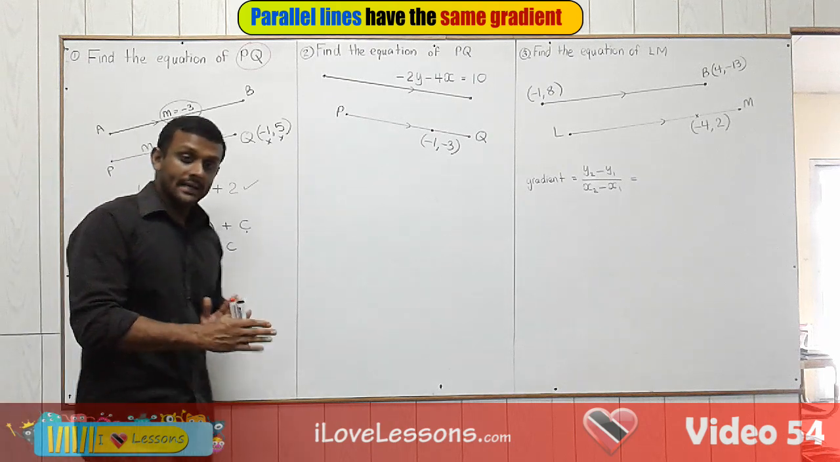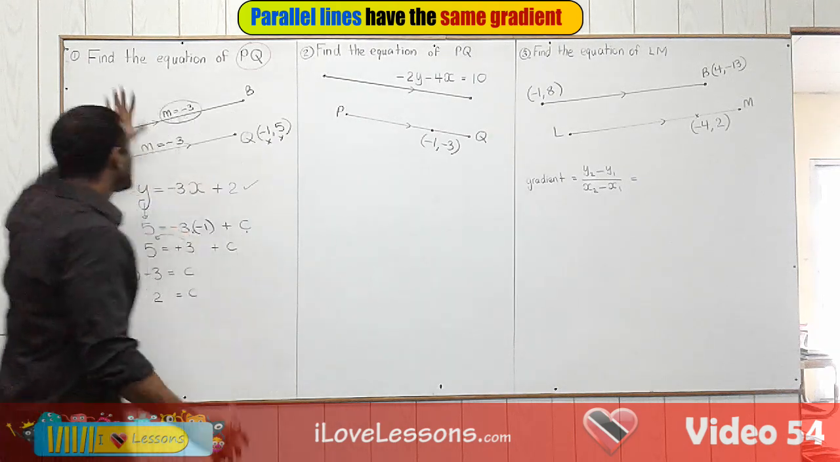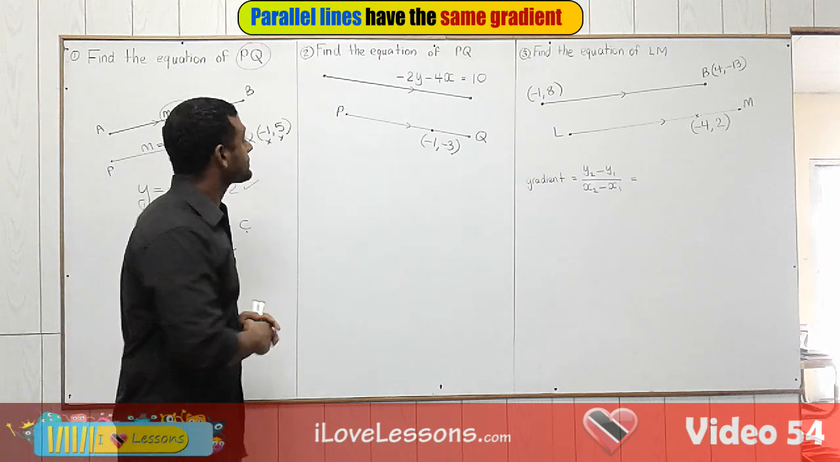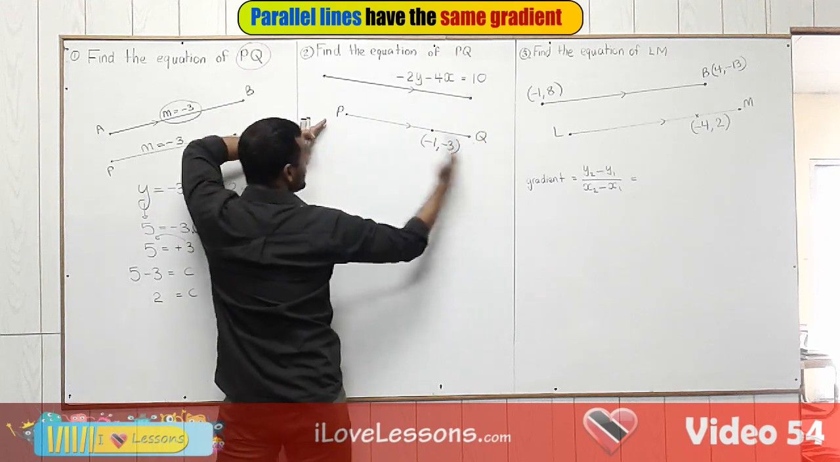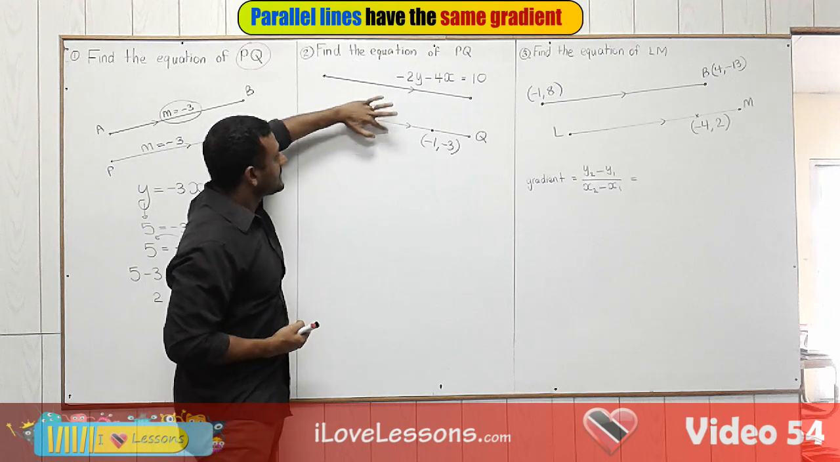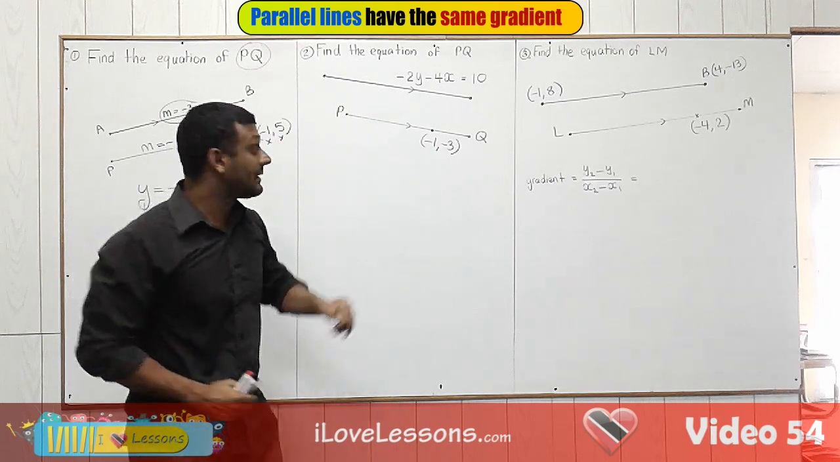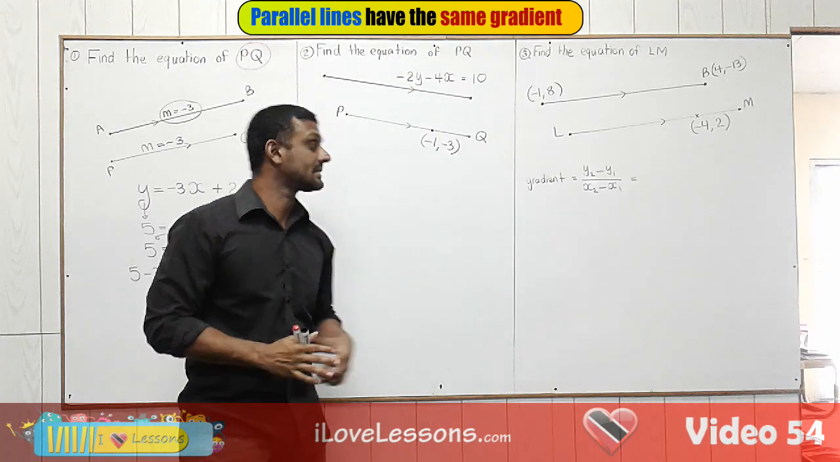So once again, parallel lines have the same exact gradient. Now this question was pretty easy. Let's go on to a slightly harder question. We also want to find the equation of PQ, which is this line here. So we have 2 lines, and the examiner indicated that these 2 lines are indeed parallel because we have the 2 arrows, and that's the symbol for parallel lines.